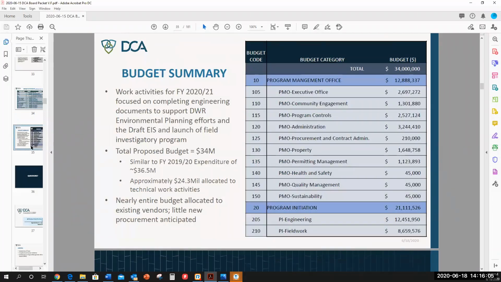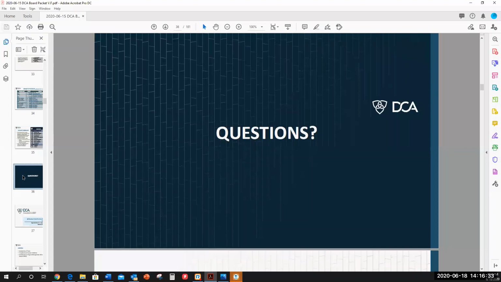And here's a roll-up summary of each of those line items. Approximately just under 13 million for the program management office, which again is the support functions that go across all areas of the program, and a little over 21 million for our program initiation phase, adding up to a total of 34 million for next year. I'm glad to take any questions you might have.